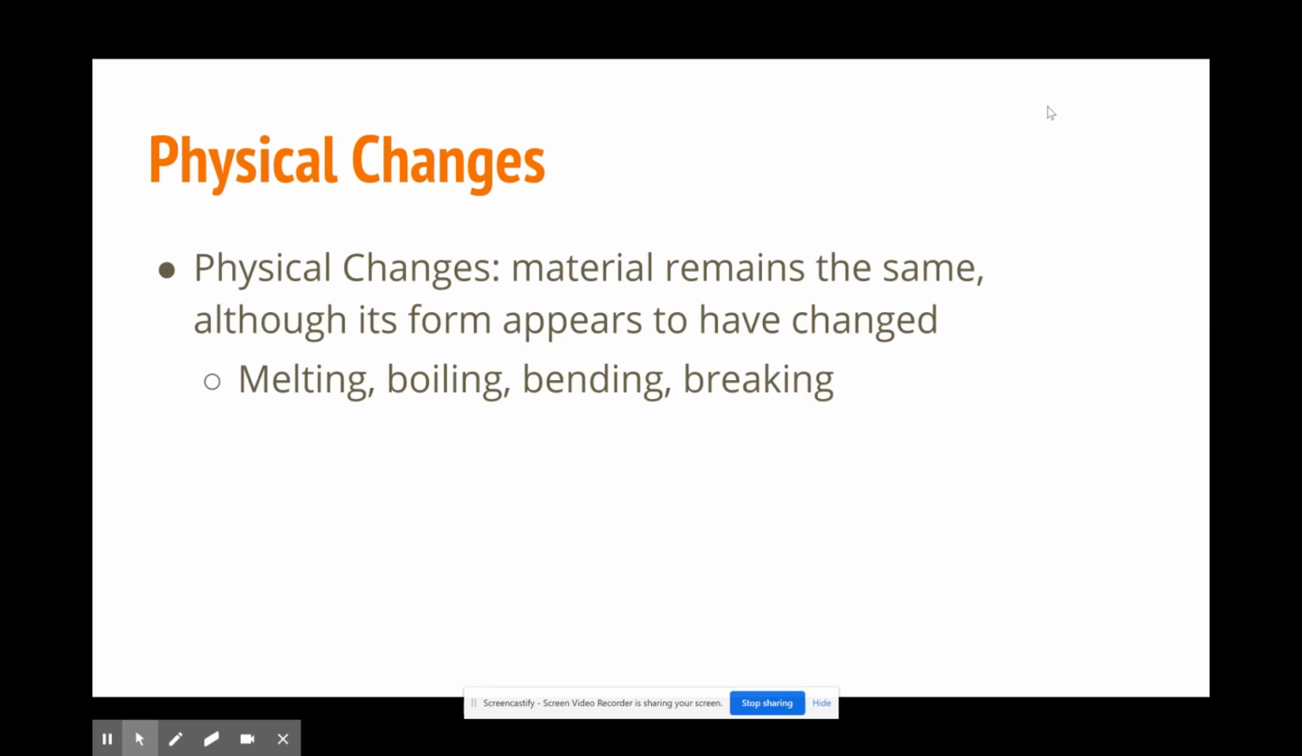I could also break a stick, and it is still made out of wood. I could rip a piece of paper, and it's still made out of paper, or I could bend metal, and it's still made out of metal.